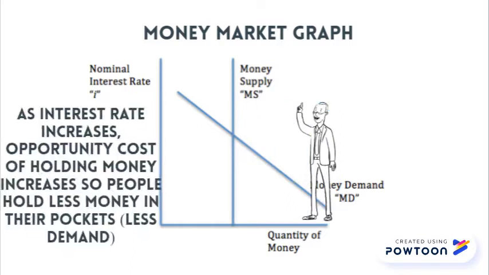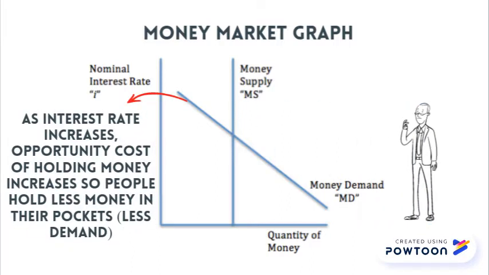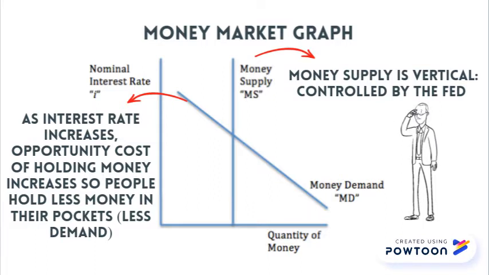The money demand curve is downward sloping because as interest rate increases, the opportunity cost of holding onto money increases, so people will hold less money in their pockets, creating less demand. The money supply curve is vertical, so not really a curve, and that's because it's controlled by the Fed.